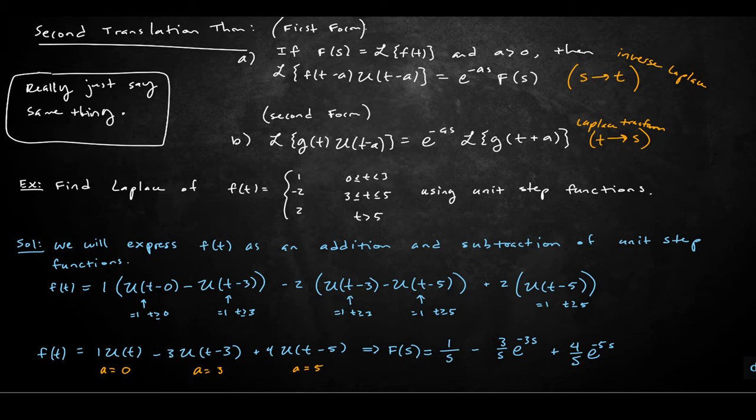I don't really have to do the g of t plus a part because 1, when I shift it to t plus a, it's still 1. Same thing for negative 3. When I shift it to t plus a, it's still negative 3. And 4, I shift it to t plus a, it's still 4. So constants don't really get shifted whenever you do the t plus a.